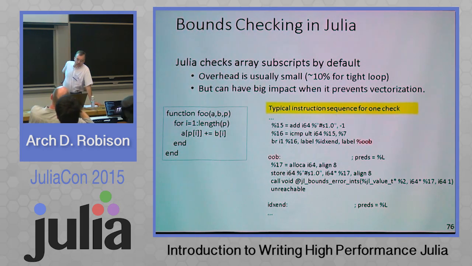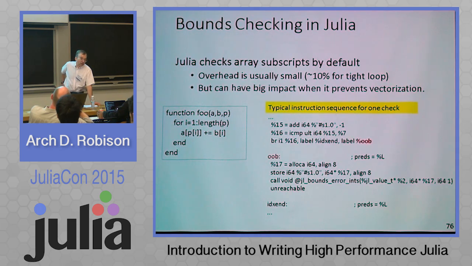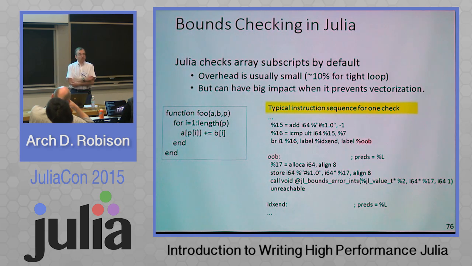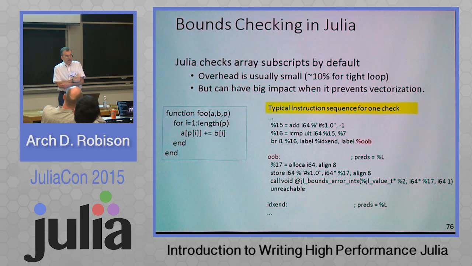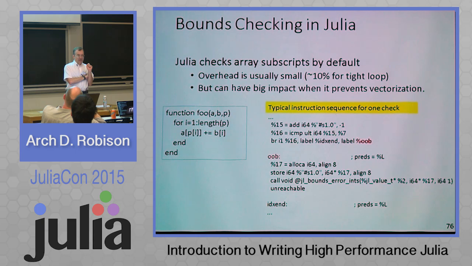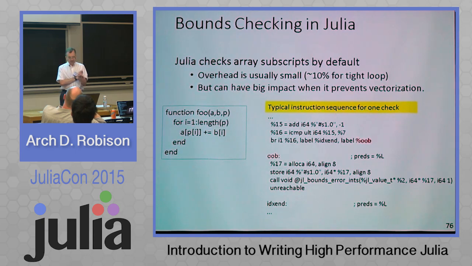Bounds checking in Julia. Okay, Julia checks array subscripts by default. The overhead is actually surprisingly small in most cases on a modern out-of-order processor because it can overlap the bounds check with a bunch of other stuff. I've seen about 10% spread for a tight loop, but there's a big asterisk with that. If the bounds checking was stopping vectorization, then it's a big hit.